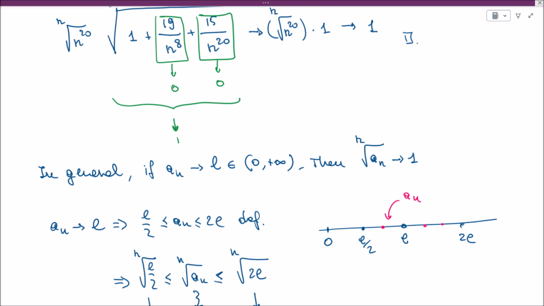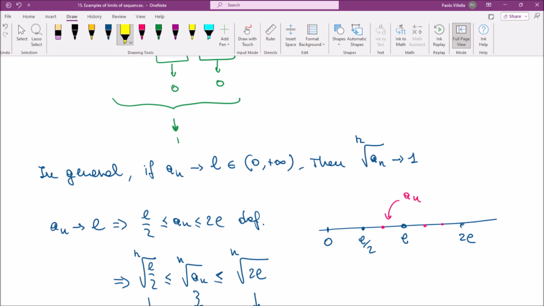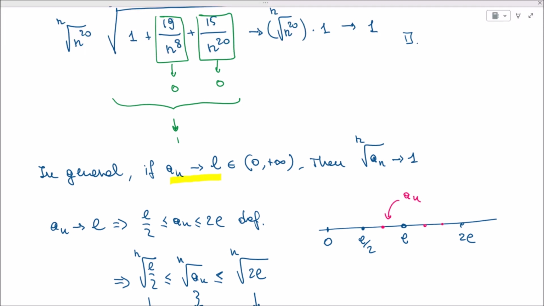So this proves that, again, if we have a sequence an that is converging to a positive real number L, then taking the nth root of an is another sequence that will tend to 1.